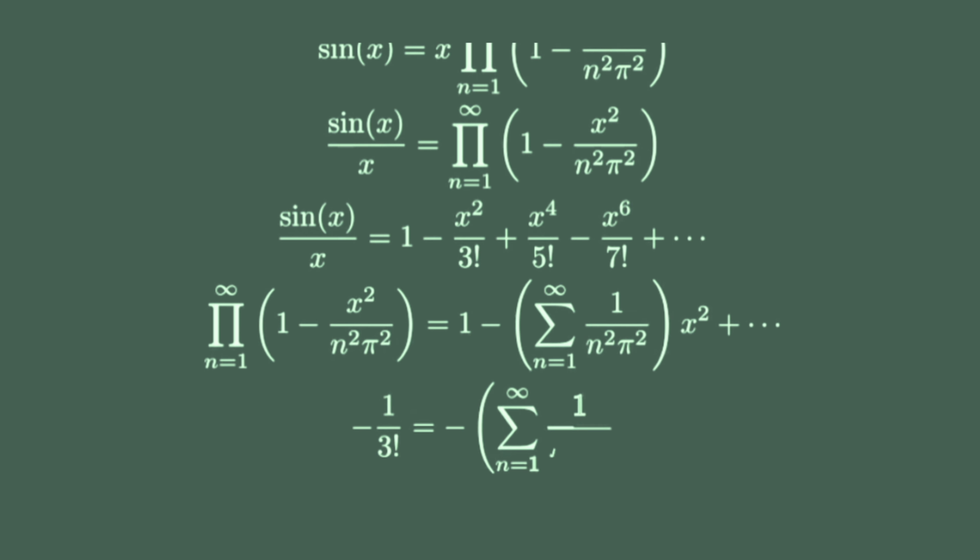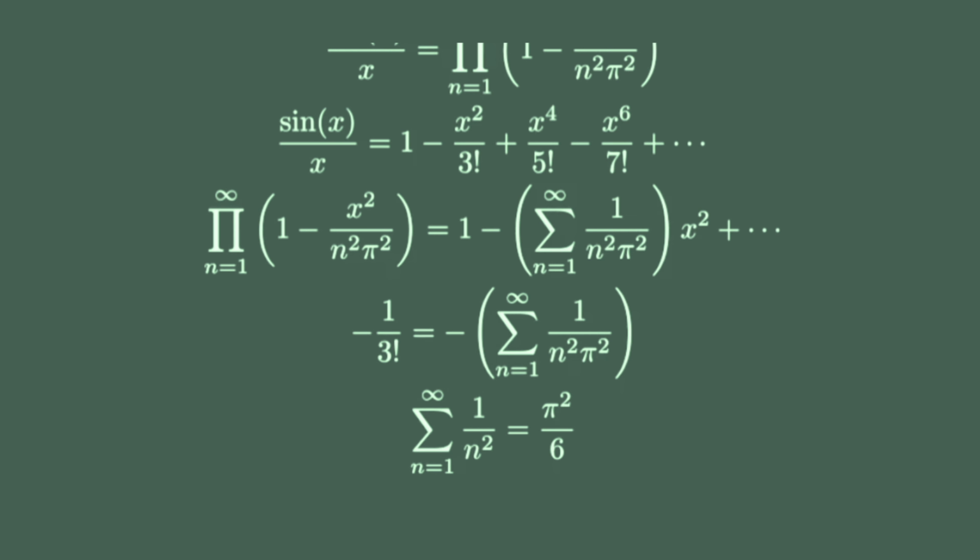But remember, this product equals sine of x over x. That means the series expansions must match term by term. So the coefficient of x squared in the power series must equal the coefficient of x squared in the product. From the power series, the x squared coefficient is negative 1 over 3 factorial. From the product, it is negative the sum of 1 over n squared pi squared. Therefore, those two must be equal. Let's set them equal.